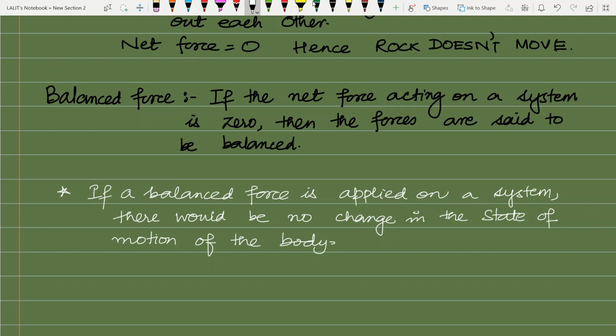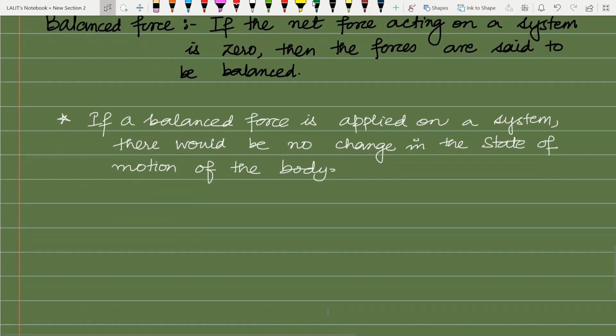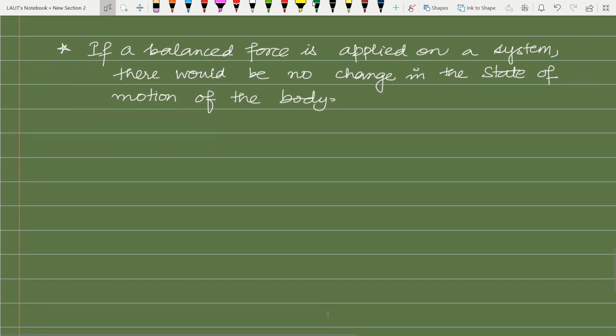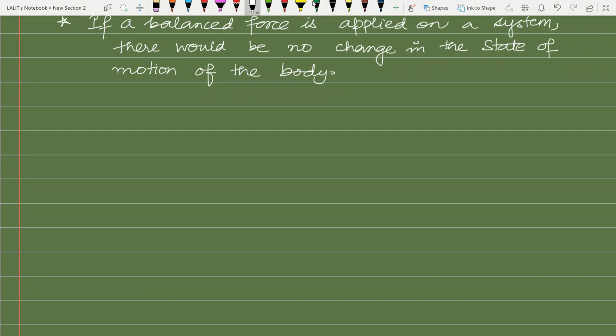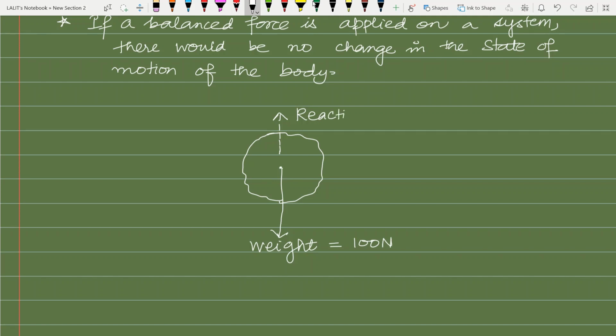I think this is clear. Now let us move on to another diagram, the same rock again, but we will have a different setup now. So we have a rock now. This is the rock. The weight of the rock is downwards, which is 100 Newton. There is a reaction force which is equal to 100 Newton.